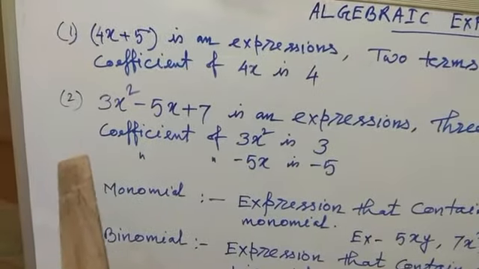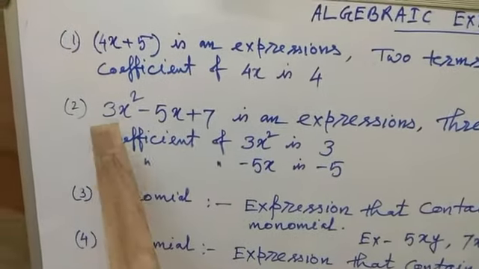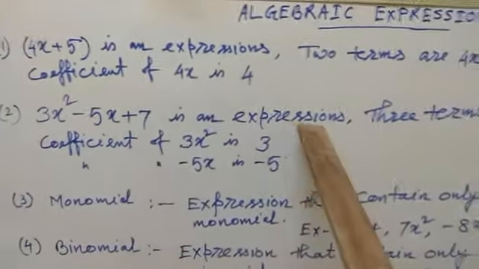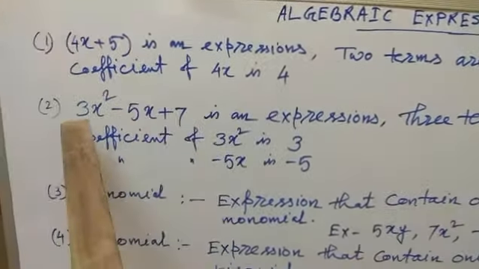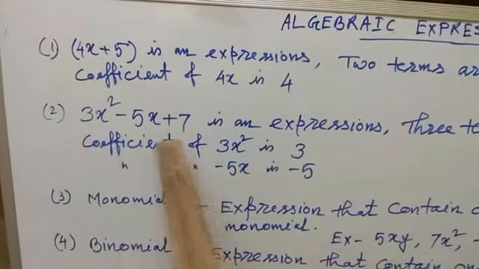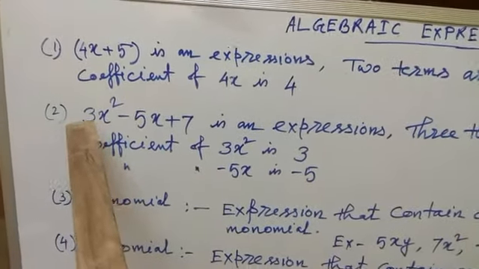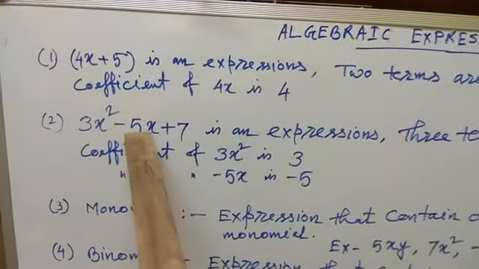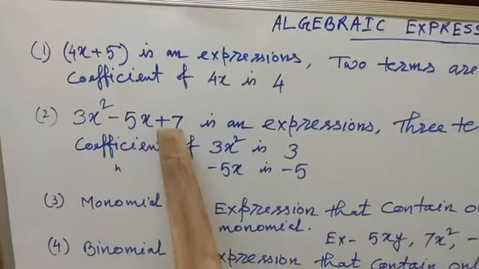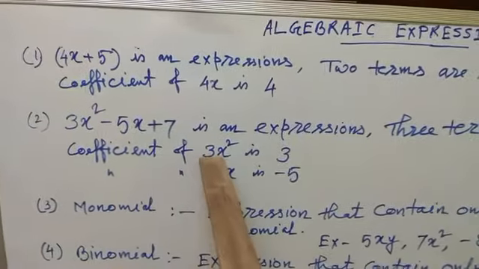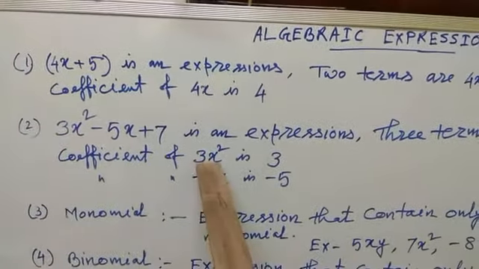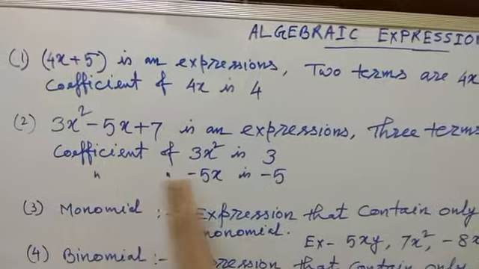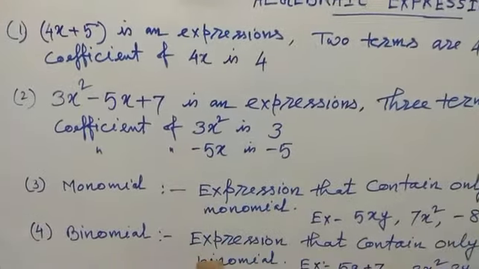Next, 3x square minus 5x plus 7 is an algebraic expression. There are three terms: 1, 2, 3. 3x square is one term, minus 5x is another term, and plus 7 is another term. The coefficient of 3x square is 3, the numerical coefficient. The coefficient of minus 5x is minus 5.